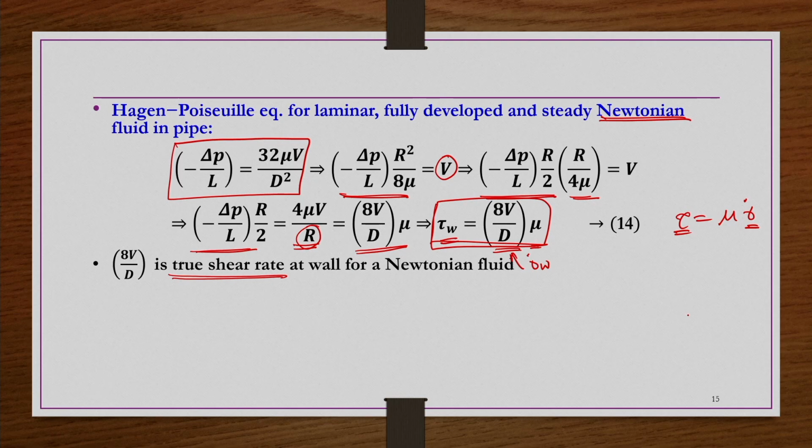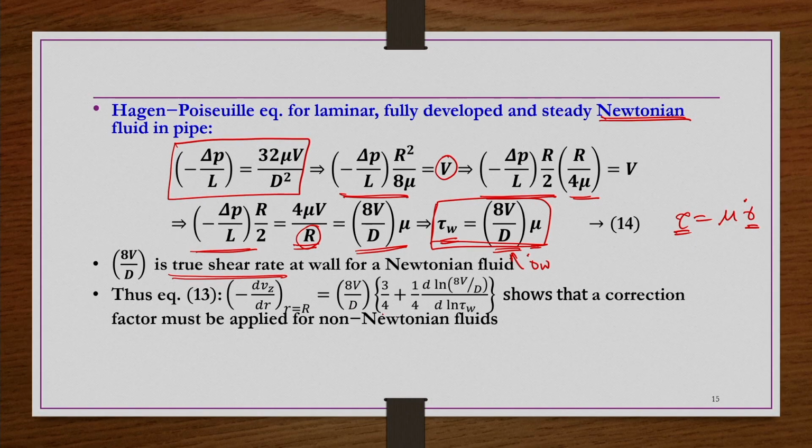In the previous equation 13 we are going to see what we are having: minus dvz by dr at capital R is nothing but 8 v by d multiplied by 3 by 4 plus 1 by 4 d ln of 4 q by pi r cube divided by d ln tau w, that is what we have seen, right. So in this equation, whatever this additional term is there, it should be a kind of a correction for the 8 v by d value, which is true for the Newtonian case only.